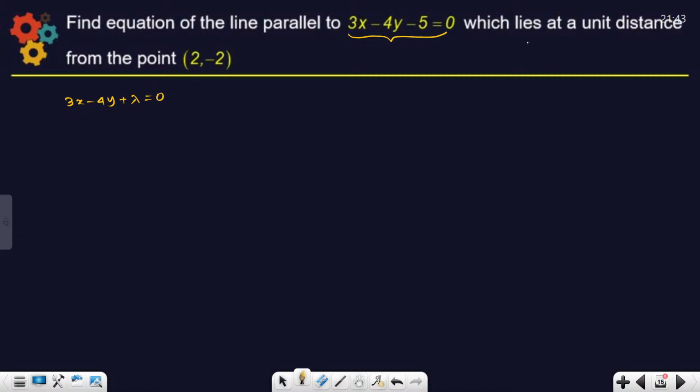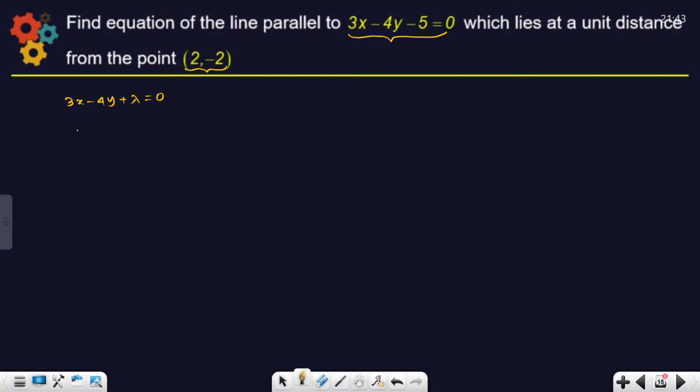And the condition they have given is that the line lies at a unit distance from the point (2, -2). Unit means 1. So what I will do is simply find its perpendicular distance from the point (2, -2), and I will equate this with 1.